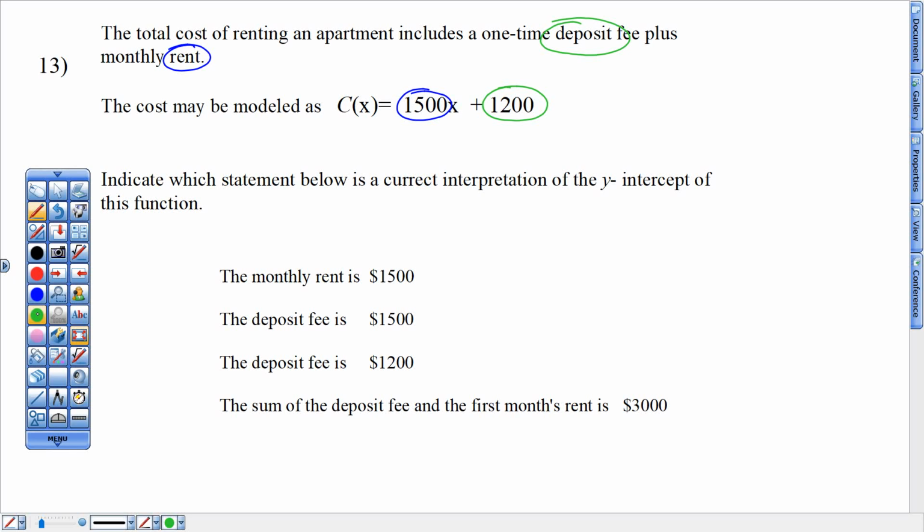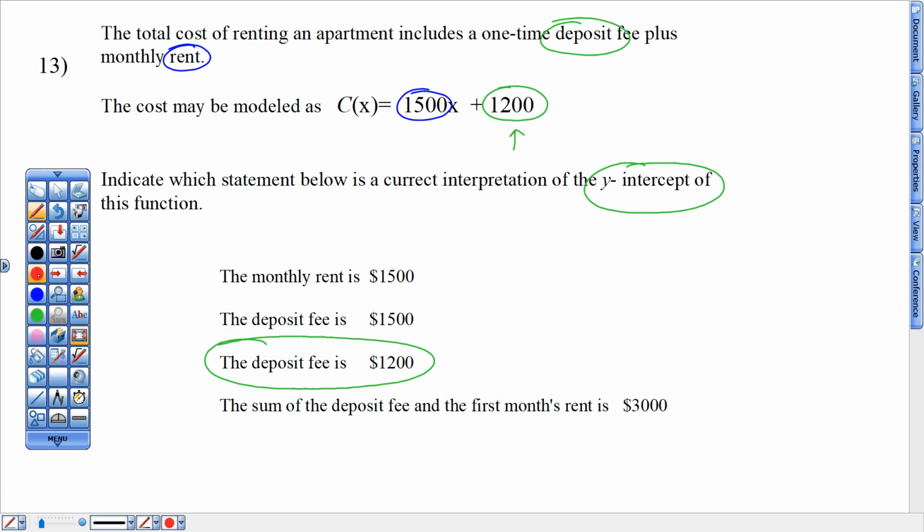This one's saying which number is the correct interpretation of the y-intercept. This is the y-intercept. This would be the slope. That would be m. That's not the y-intercept. That green number is the y-intercept. That represents the deposit fee. The rent is $1,500. That's the rent. And of course, that last one's no good.